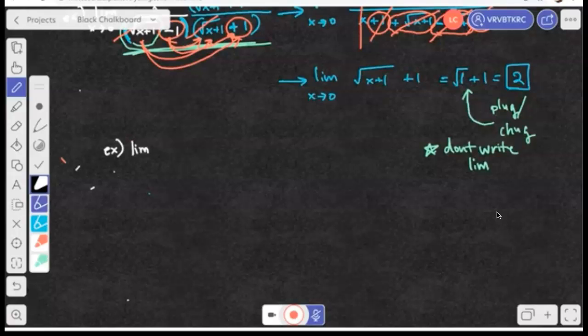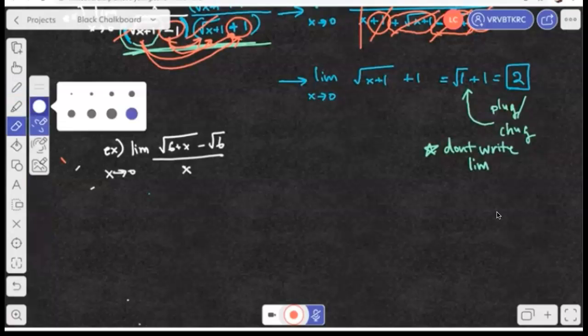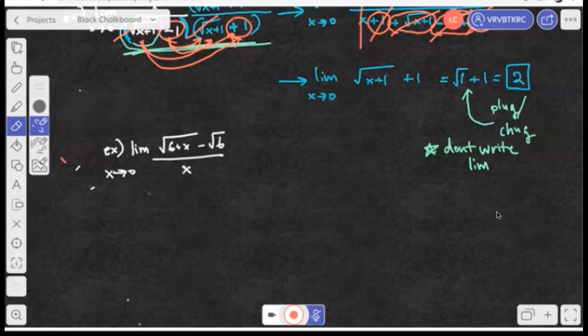Alright, in our next example, you're going to have another rationalization problem. So there's our infamous square root in the top of the fraction. And remember, we gotta get rid of that square root. You could do plug and chug right now, but look at what happens when you plug in 0 on the denominator. You get a 0, and that's undefined. So that's a problem.